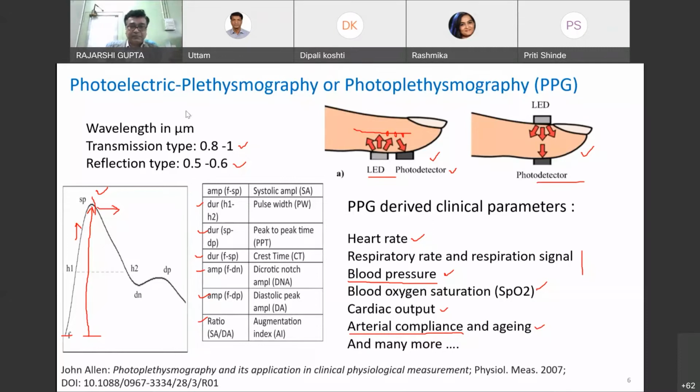And many parameters can be measured. These are some of the features like systolic amplitude, pulse width, peak to peak time, crest time. This is the dicrotic notch amplitude. This is the dicrotic notch, and this is the diastolic peak. Then diastolic peak amplitude, augmentation index, and many of these features are useful for deriving some surrogate measurements that I have shown here.